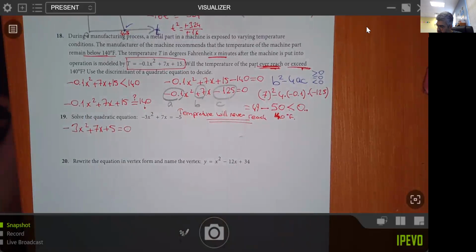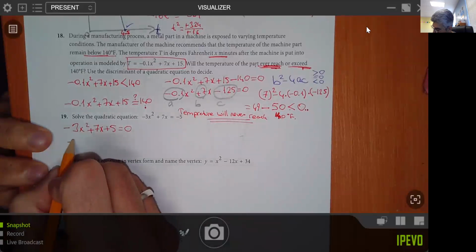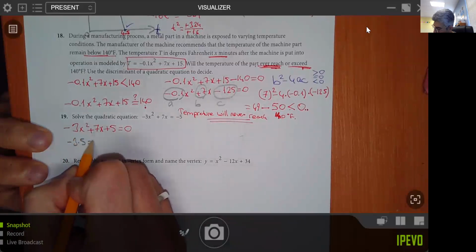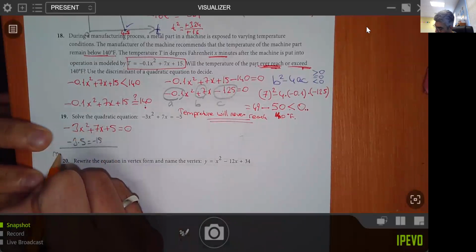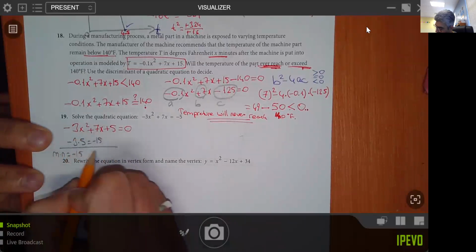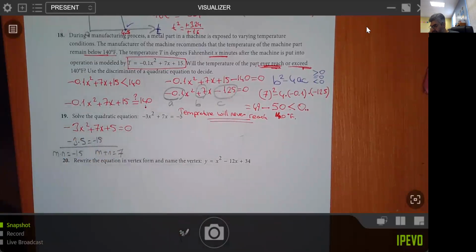Can I use factors? Let's try. Negative 3 times 5 is negative 15. Do I have two numbers, m times n is negative 15, m plus n is 7? 3 times 5, 7. No, guys. 4, 3, 2, 5. So I have to use the quadratic formula.